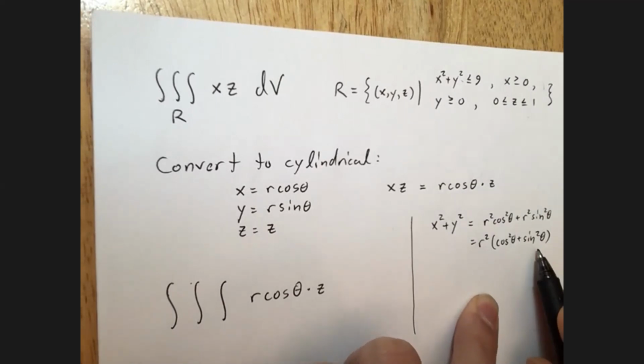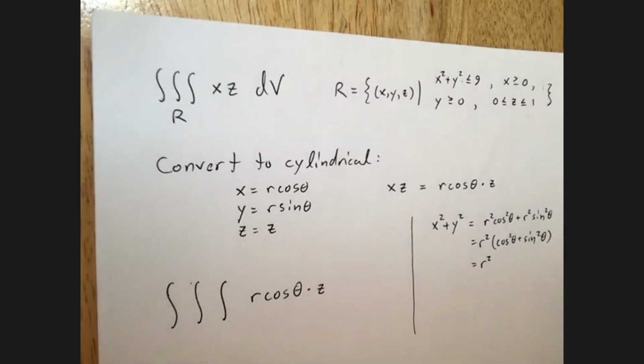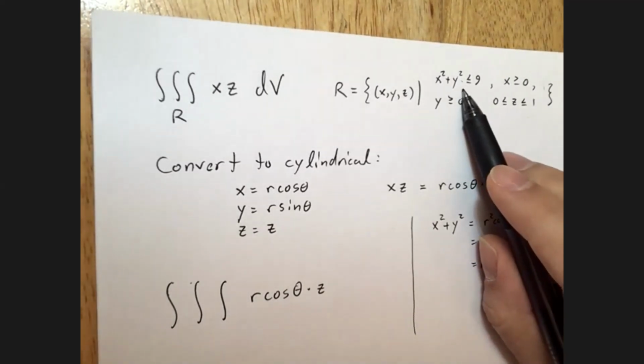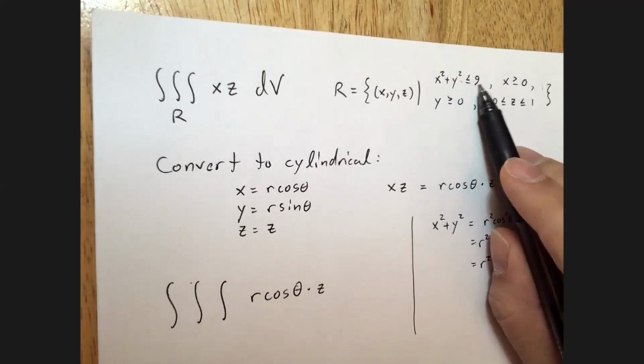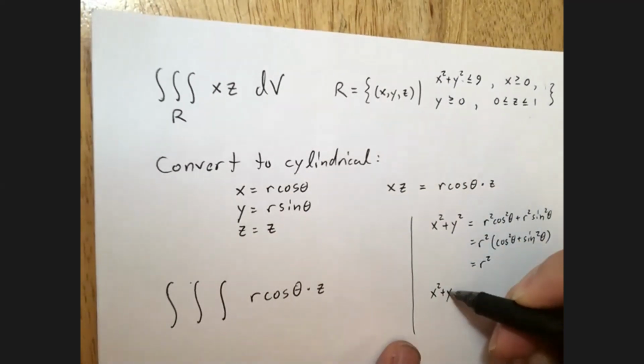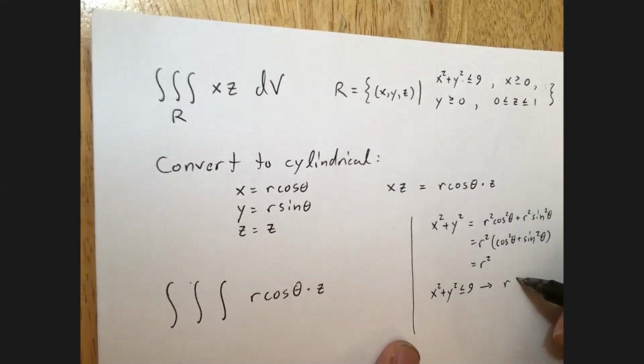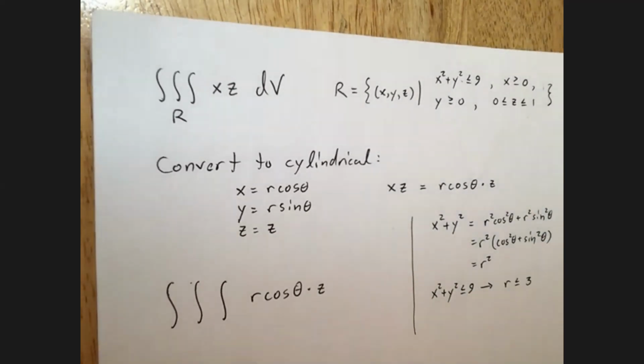And cosine squared plus sine squared we know is always equal to 1, right? So this is just r squared. That's very nice. This just becomes r squared is less than or equal to 9, or in other words, r is less than or equal to 3. So that is a good thing to recognize. This just becomes that: r is less than or equal to 3.